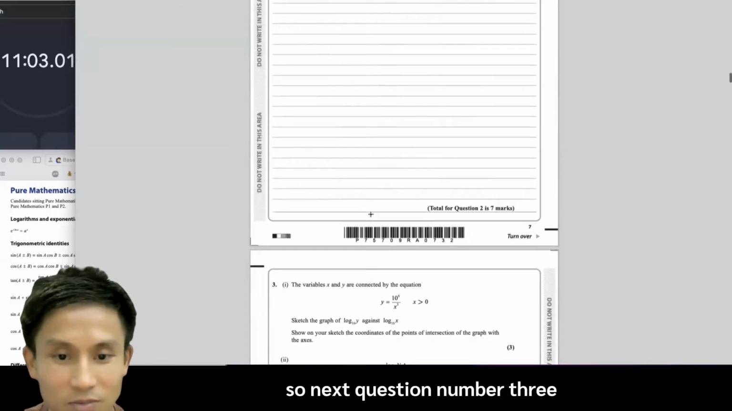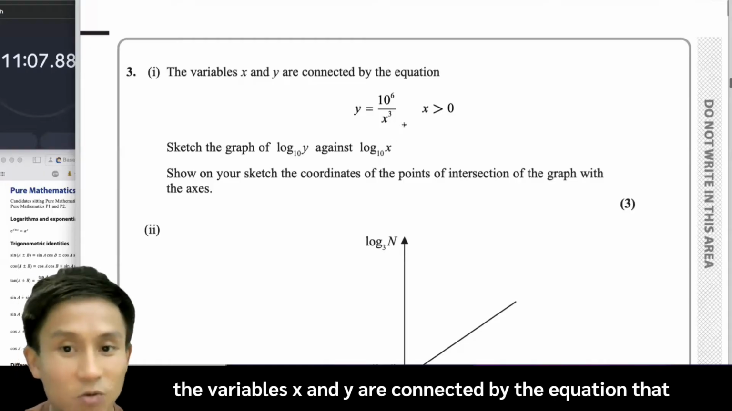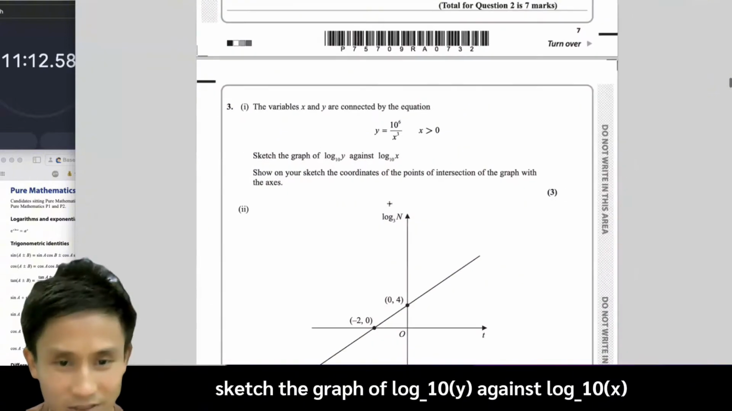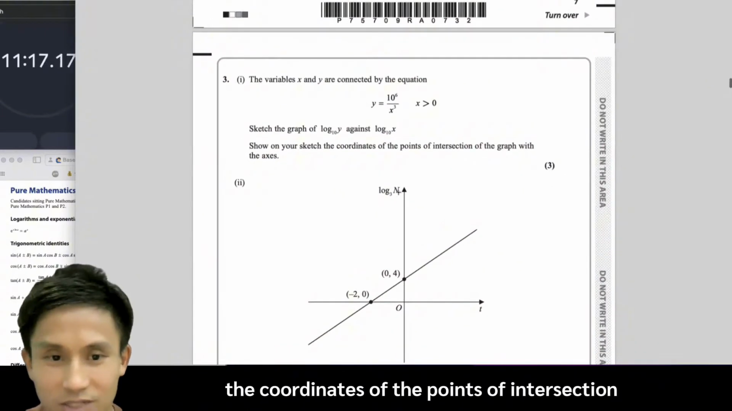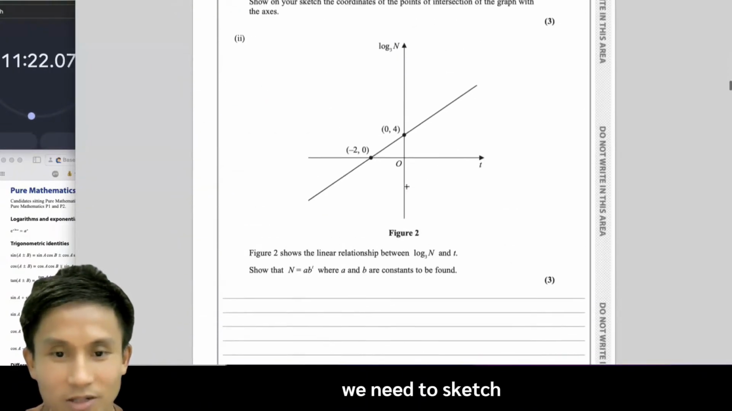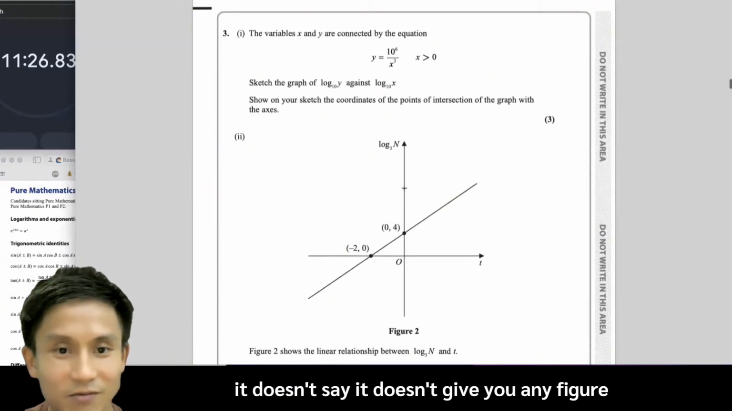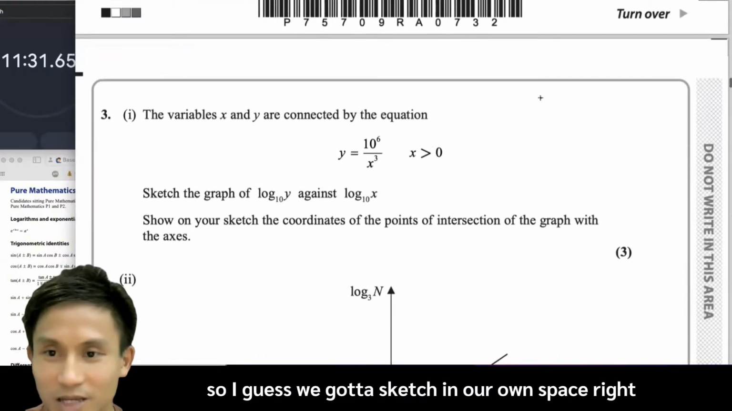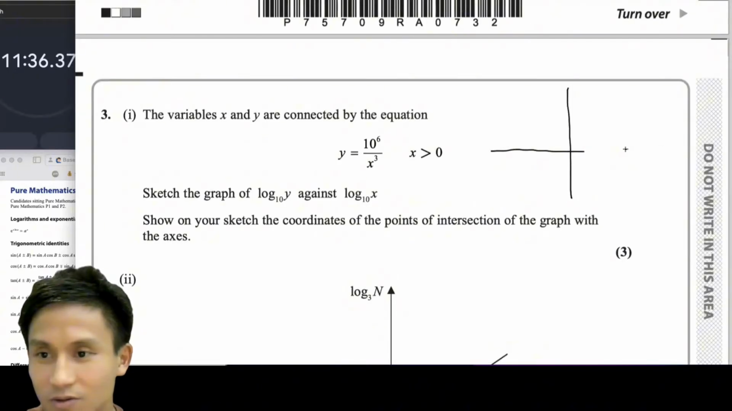So next question, number 3. The variables x and y are connected by the equation. Sketch the graph of log 10 y against log 10 x. Show on your sketch the coordinates of the points of intersection on the axes. So where's the sketch, guys? We need to sketch. Oh, it doesn't give you any figure. So I guess we have to sketch in our own space, right? So I'm going to do it here. That shouldn't be a big deal.